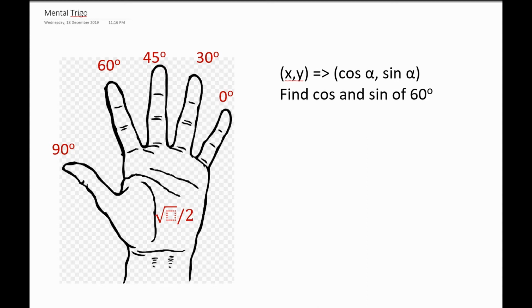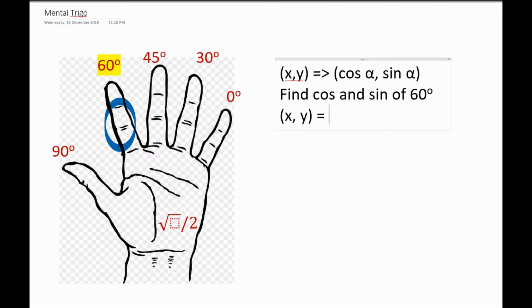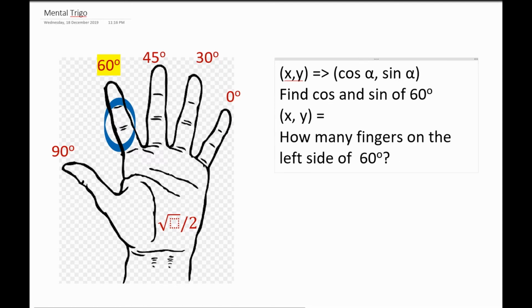If we're given a problem, find the cosine and sine of 60 degrees, let's look first at the finger assigned to 60 degrees. Imagine that finger is this one, so you mark your index finger. Then with the x and y, how many fingers can you see on the left side of the 60-degree finger? This is the only one here. Thus, we have 1.